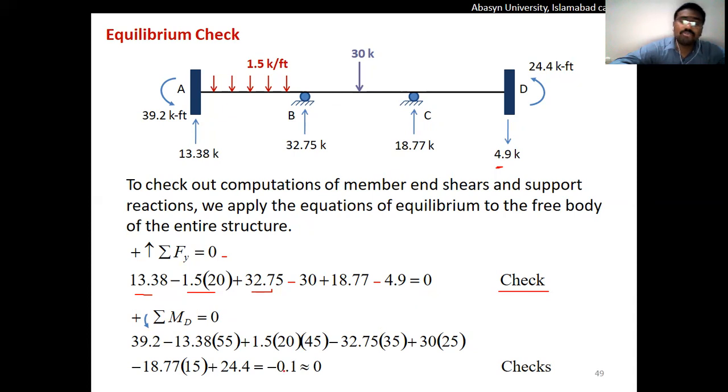But sometimes we also have rounding error in the calculations. Like once you apply the summation of moment at D equal to 0, we will get a value of approximately minus 0.1, which is approximately equal to 0. So it also indicates that the calculations that we have performed are correct. These equilibrium checks are not necessary. They are only for your own self-assessment, to see whether you are going in the right direction or not.